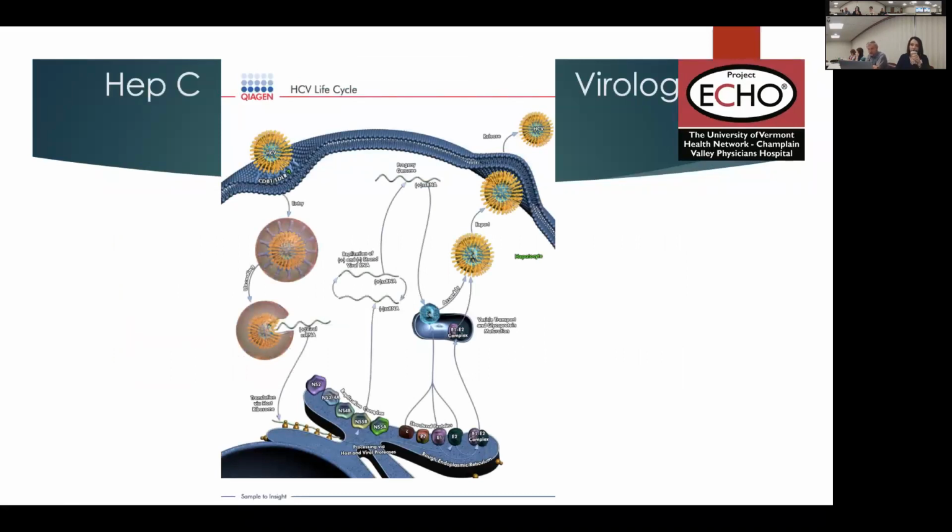This particular combination, elbasvir/grazoprevir, is a combination of an NS3/4A, part of this replication complex, the second one from the purple, and an NS5A, which is that green one. So those are the two enzymes that these two drugs block to inhibit viral replication.